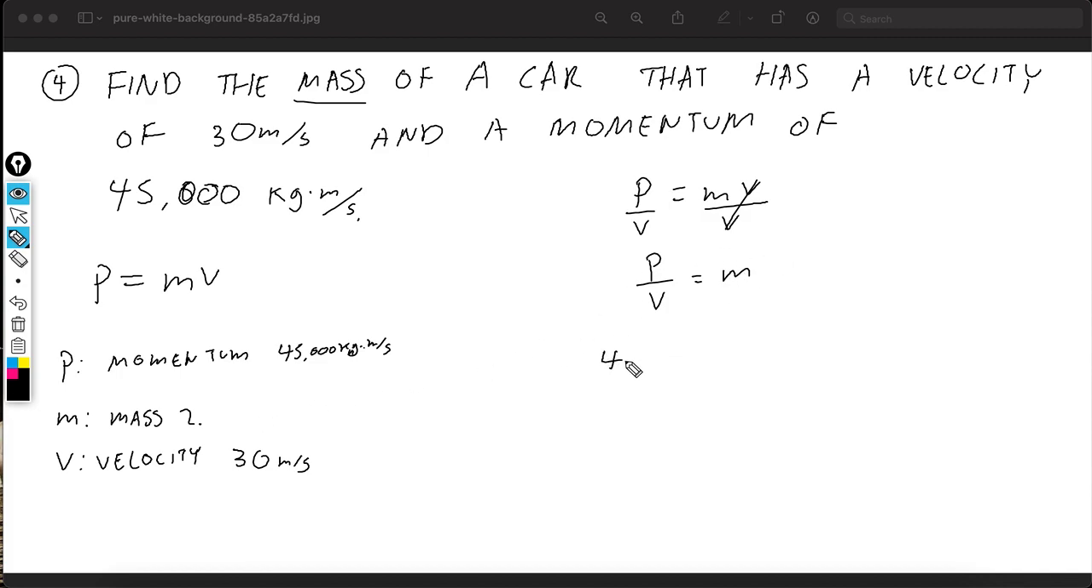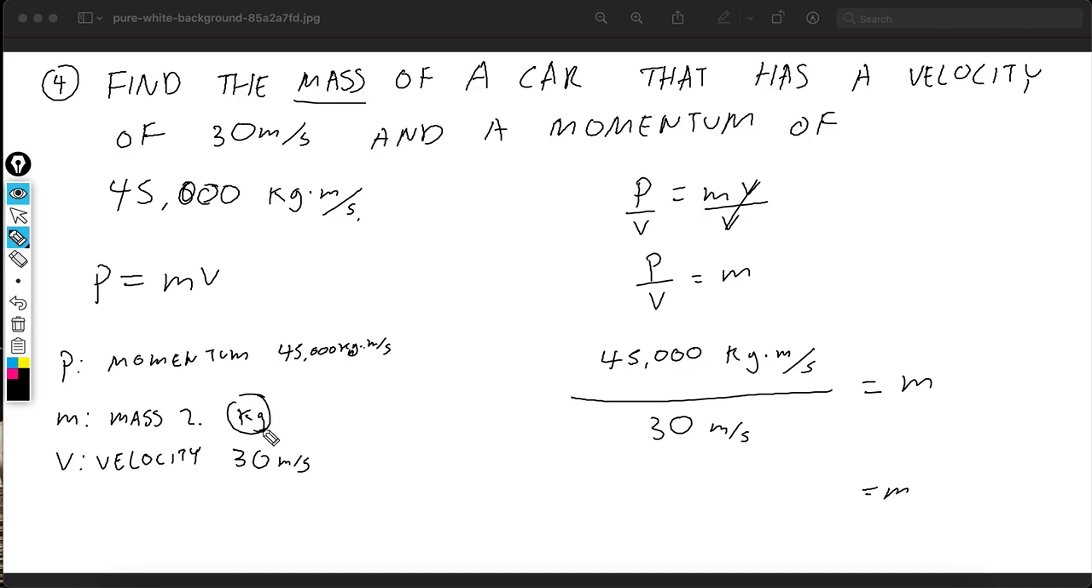So what's P? 45,000 kilograms times meters per second over, right? Because it's P over V. What's V? 30 meters per second equals M. We don't know. So right off the bat, let's look at the units. Right here, M, because this is where the answer is gonna go. Mass is calculated in kilograms, so that's what our answer should have. So look, meters over seconds over meters over seconds cancels out because they're the same, leaving kilograms. So we know our answer is gonna be in kg.